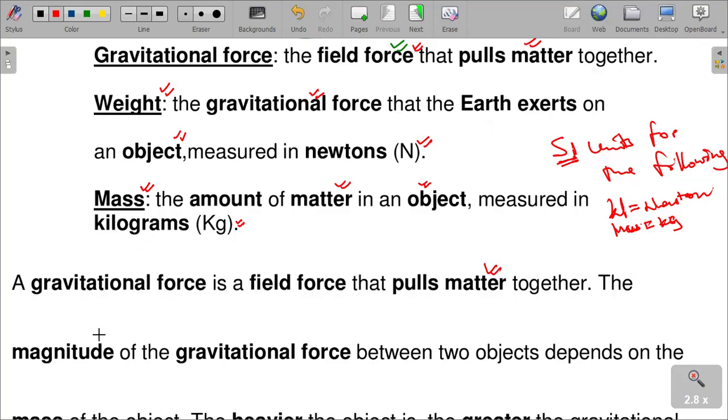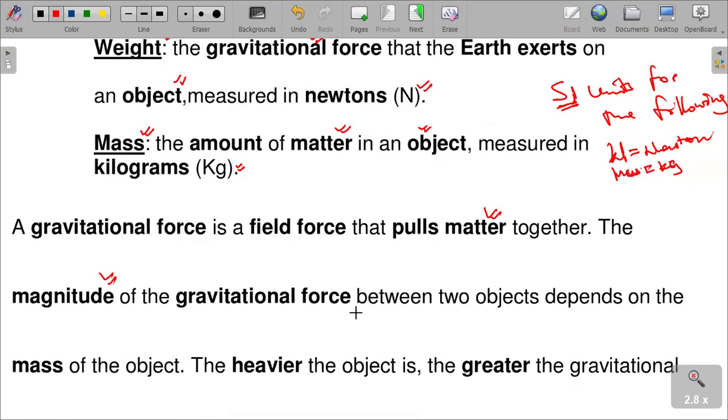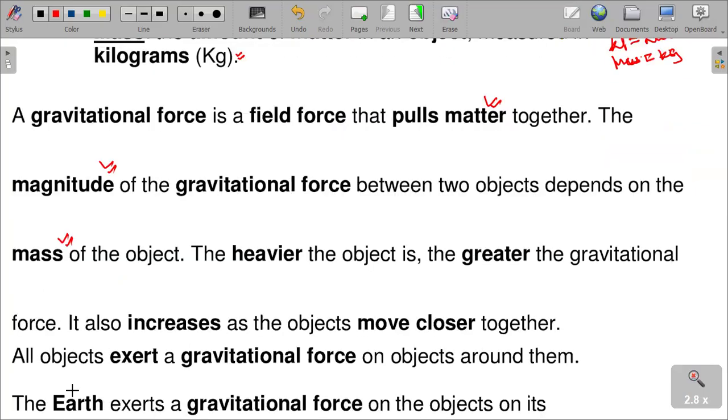The magnitude, or the extent to which the gravitational force works between two objects, depends on the mass of the objects. The heavier the object, the greater the gravitational force. So gravitational force is affected by mass.